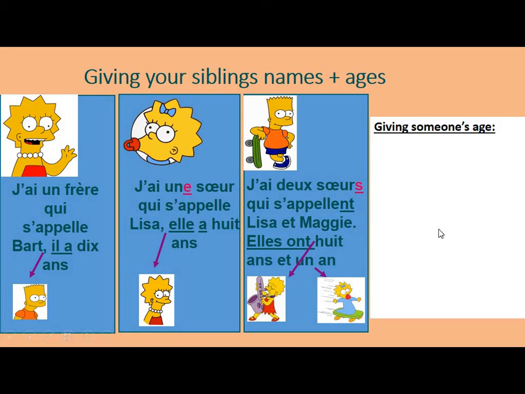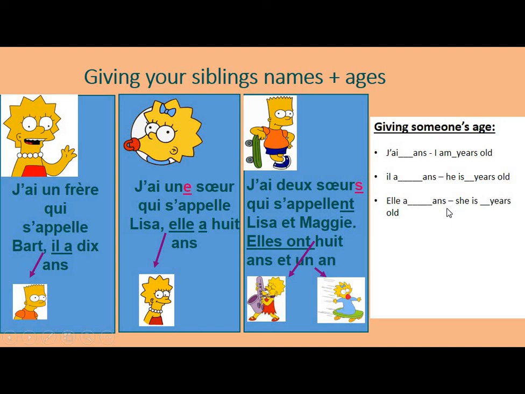In a nutshell then, giving someone's age looks a little bit like this. Most of the time you'll talk about yourself. So j'ai 11 or 12 ans if you're in year 7. If you want to talk about your brother or your father or any male member of your family or a friend, il a, however many years old, ans. And you can see that in the example right here. Elle a. Put the number in the box, in the blank, ans. She is however many years old.